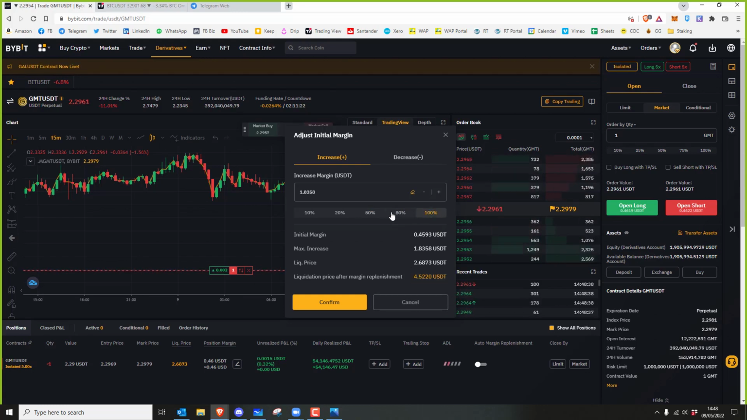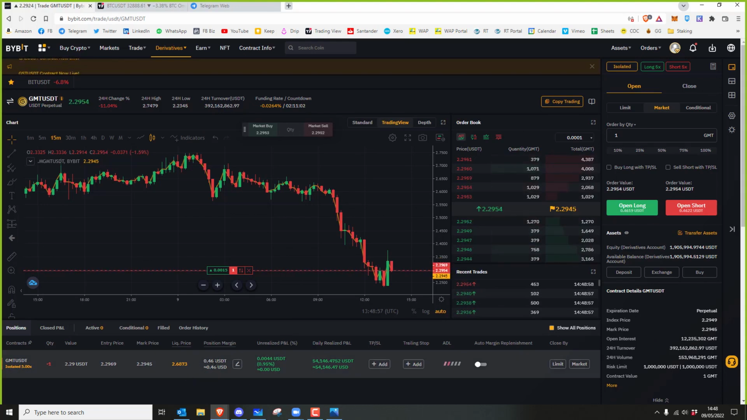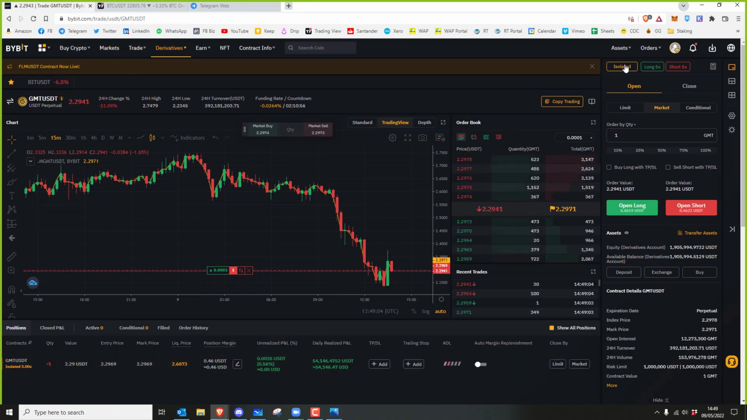So yeah, if things are getting tight, you can always add more margin. You can only take away extra margin. So if you've added margin, you can then take that away if you want, but you can't take away what was originally there. As you can see here, for this trade, I've used 46 cents worth of margin. But yeah, so that's the isolated.